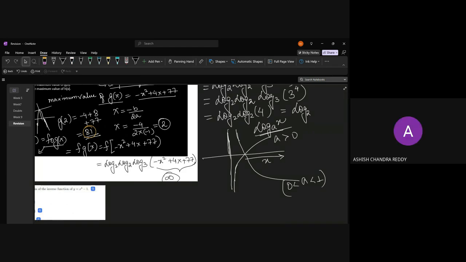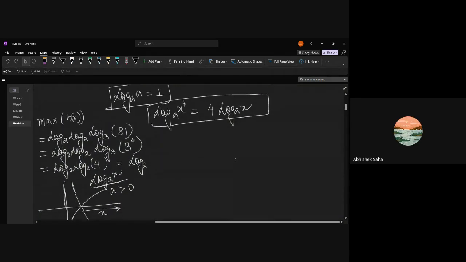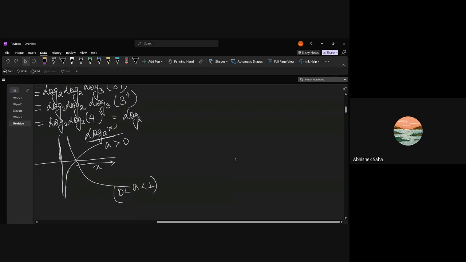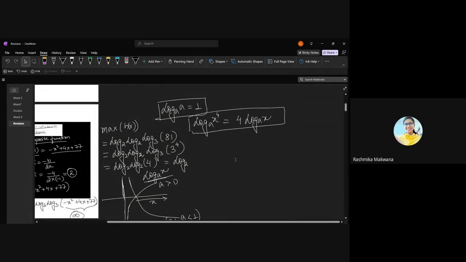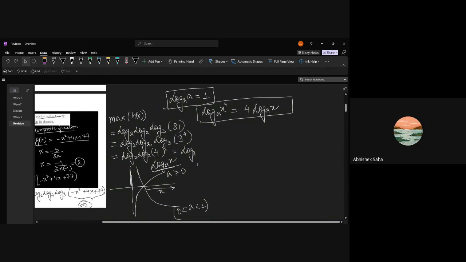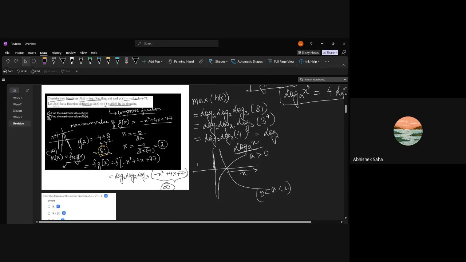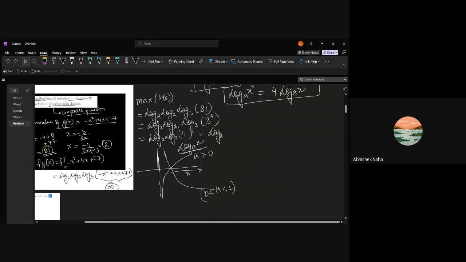Okay, sir. So that won't be framed, but yeah. How do you solve the last step? Which one? I can't understand. The last step. Okay, here, this part. Yes, sir.